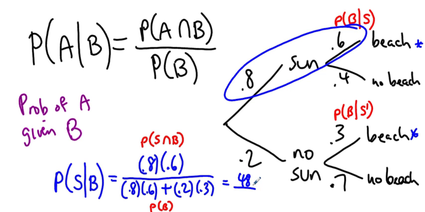That's 48 out of 54, and that's 8/9, about 89%. 88.9% of the time, if you went to the beach, then it was sunny. And that seems to be borne out by the statistics that we have in the table. Well, the probabilities that we assumed in the table. Okay?